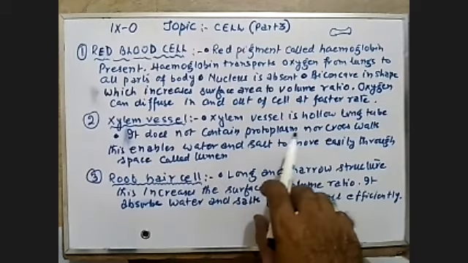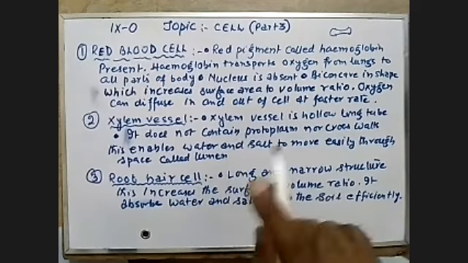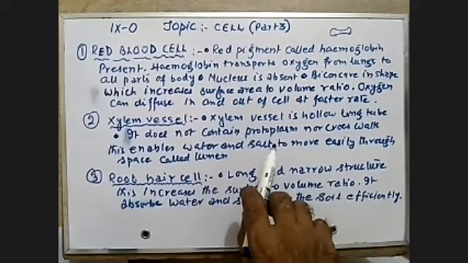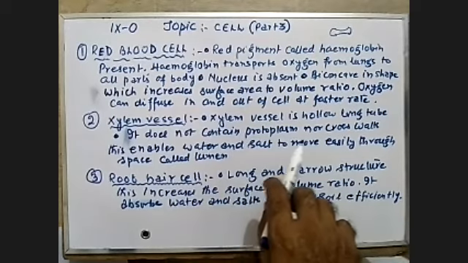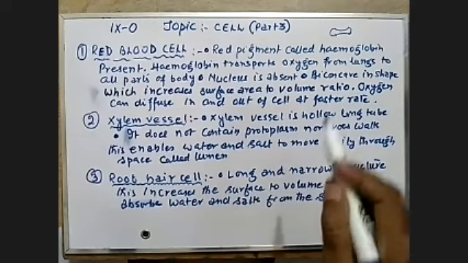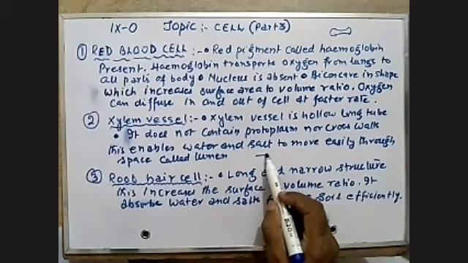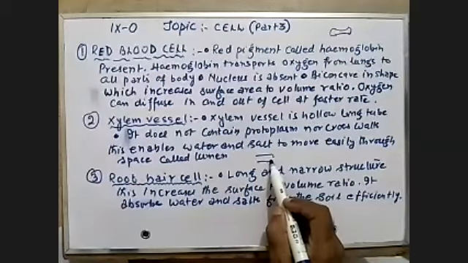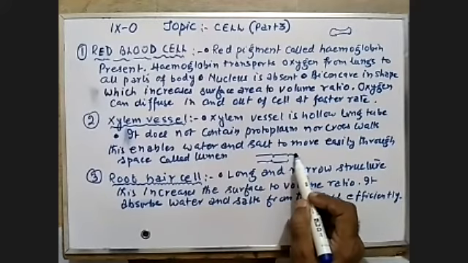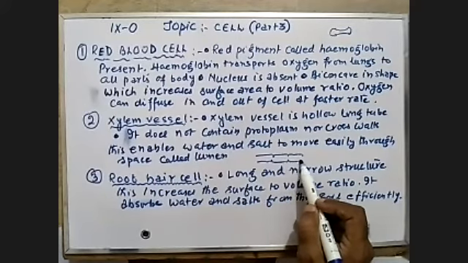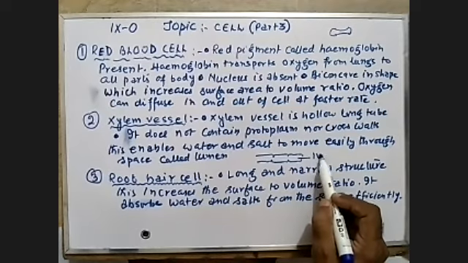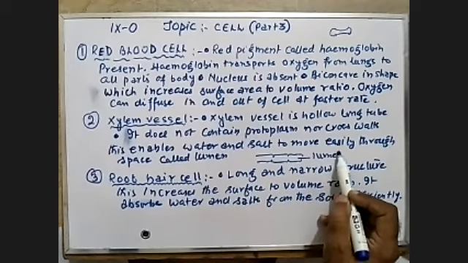Now you see they don't have cross walls. The xylem is a long hollow tube. It does not contain protoplasm, and cytoplasm and nucleus both are absent. I'm just drawing a rough diagram. This is one xylem, the other xylem over here, then the other xylem. So there are many xylems, they join together. In the middle, there is a hollow space. It is called lumen.